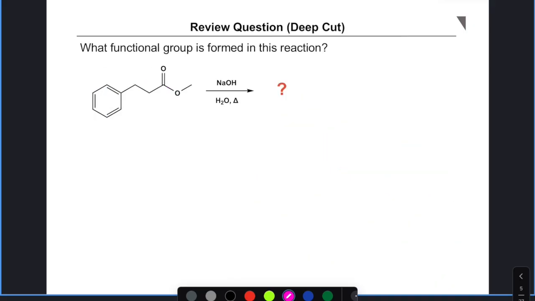Next one, quickly. If I took this material under these conditions, what's the product you generate? So we're going to go speed round. You have 1 minute to discuss amongst your people, and I'd like to hear your answer. Go.